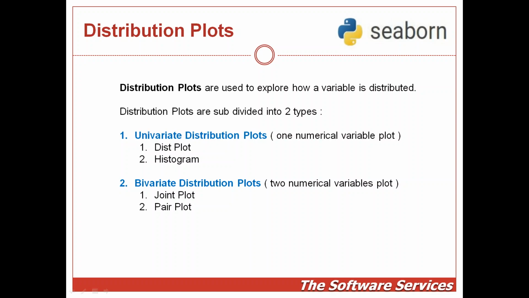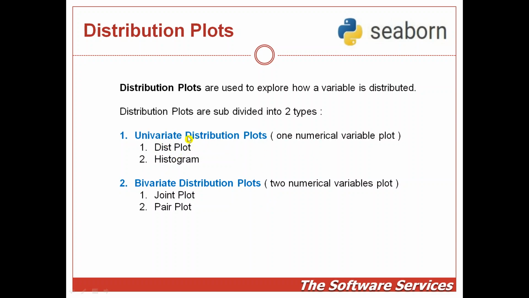See, the distribution plots are used to plot how the data is distributed. In these distribution plots, the plots are subdivided into two further classifications. One is univariate distribution plots and the other is bivariate distribution plots, friends. What is univariate, what is bivariate, I will explain.